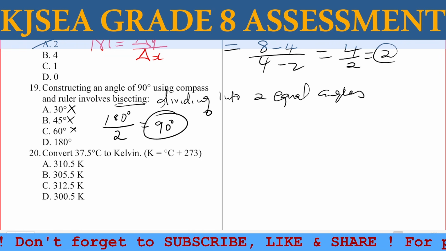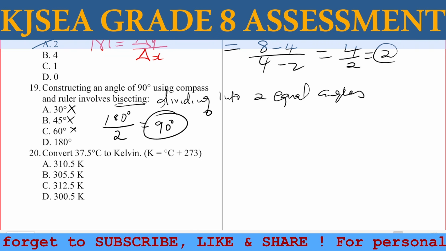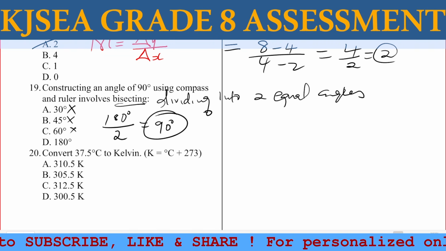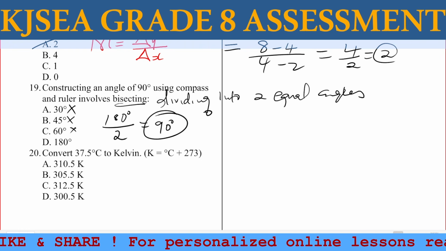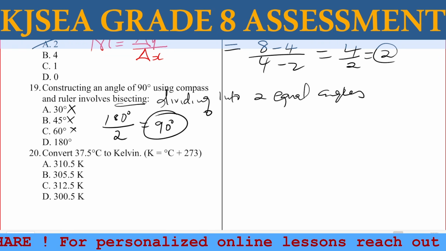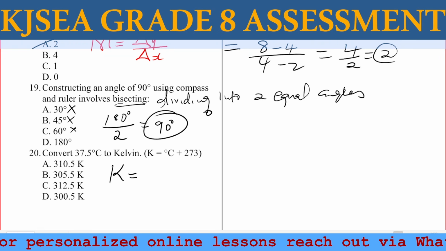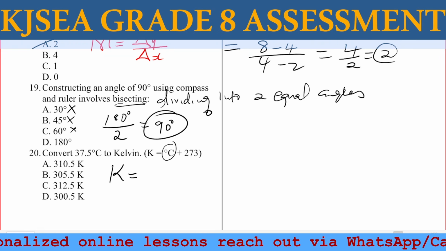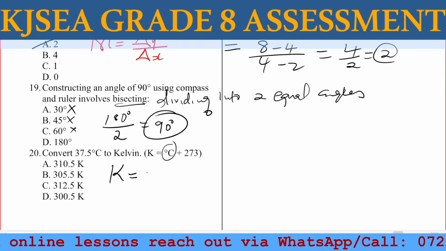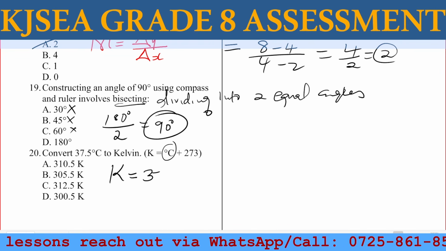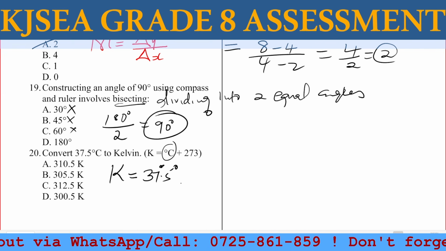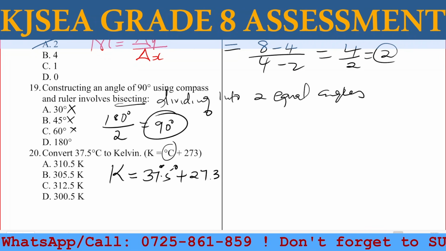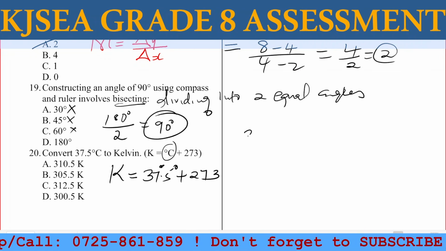We go to question 20. Convert 37.5 degrees Celsius to Kelvin. You're given that Kelvin is equal to degrees Celsius plus 273. So from this formula, Kelvin is equal to the degrees Celsius. In this case, we have 37.5 degrees Celsius. Then we add 273. So we just need to add this.